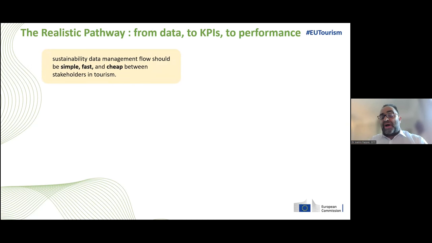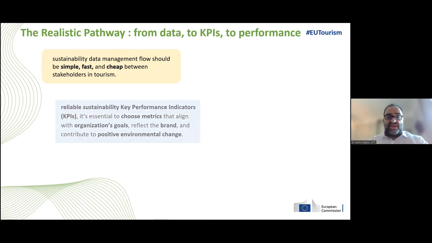So we need to have something simple, connected with management of the market, something fast and cheap, and awareness, of course, to share with stakeholders, because we focus on the tourist sector. It's a huge supply chain that we have to deal with. So in reality, we are asking for realistic and very reliable KPIs in order to be connected with the organization's goals and the brand itself, because this is something that everyone knows and sells in the market. We're going to hear more about that from the other speakers next.